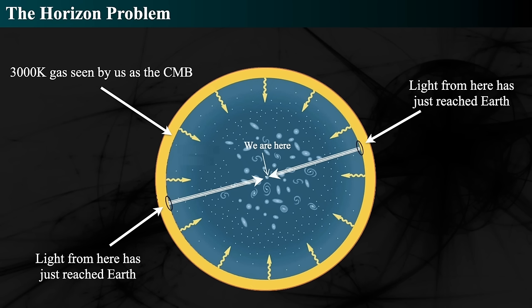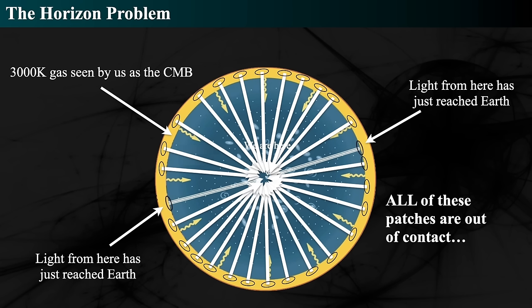However, if this is the first time the light is interacting with matter since it left there, then how do these two things across the sky have the same temperature? This is the first time they've had a chance to interact. And it's 13.8 billion years later? That's a problem. In fact, it's a big problem because this patch is also out of contact. It turns out that those two patches right next to each other on the right-hand side are out of contact. And it gets worse. Every single one of these patches is out of contact. So basically, everything's out of contact. There's almost nothing that is in contact.